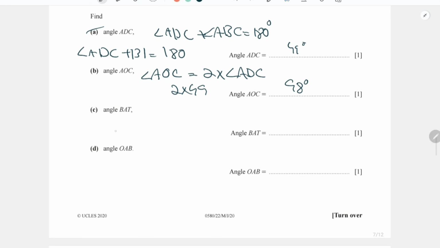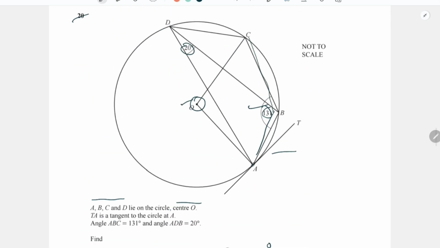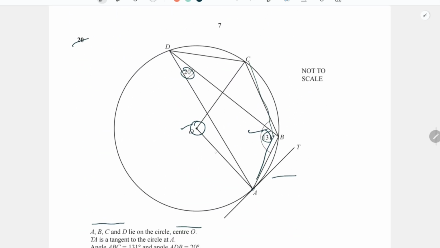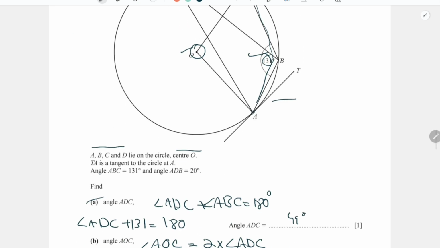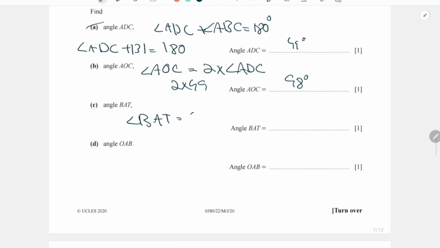Now we have to find angle BAT. First we see angle BAT equals angle ADB. So angle BAT equals angle ADB, and that becomes 20 degrees, because angle ADB is equal to 20 degrees.